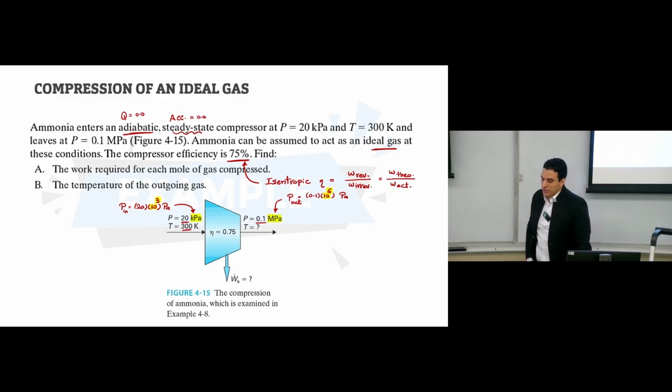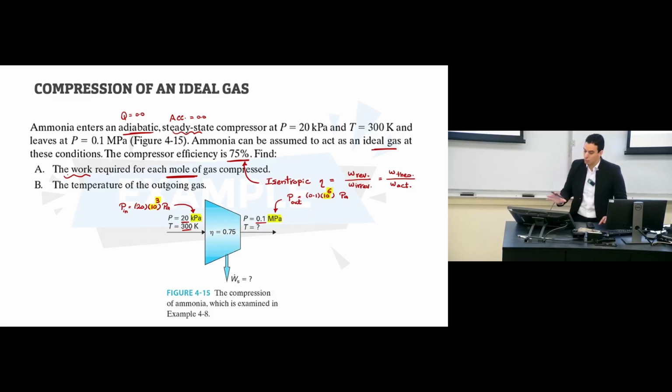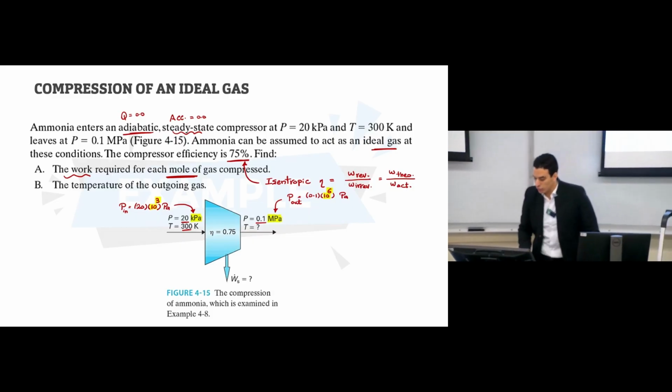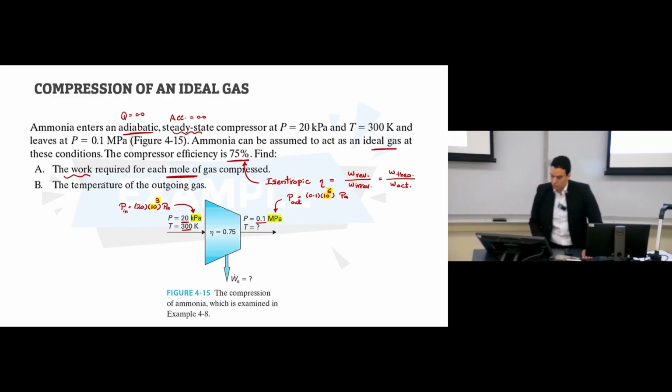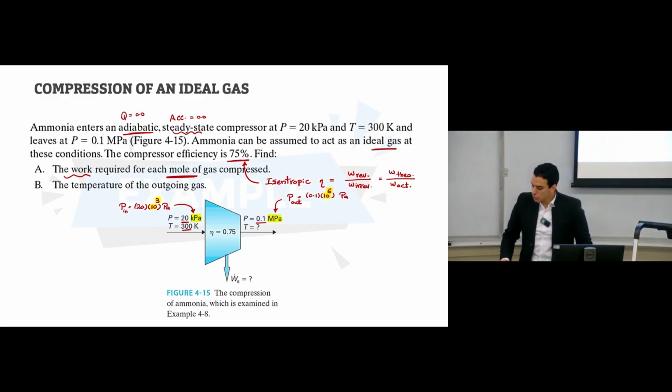So we have two things. We need to calculate the amount of work required for each mole of gas compressed. So if we have 1 mole of this gas, what will be the amount of work required to compress just 1 mole of this gas? And what is the temperature of the outgoing gas? So in order to solve this example, we need to calculate work and we need to calculate temperature.